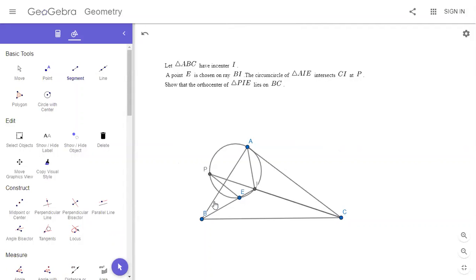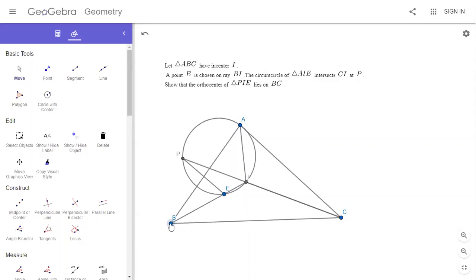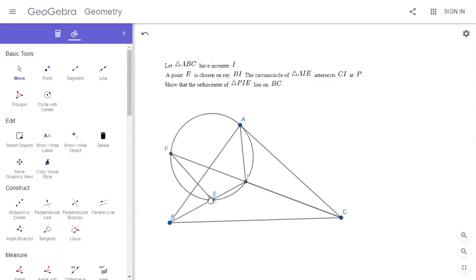Is that true? Let's see. Yeah, it looks true. Interesting. Okay. How do we show that? It seems so random. But yeah, E can be past point I. I didn't let it work in this figure, but I'd assume the proof would be the same in that case. How do we do this?